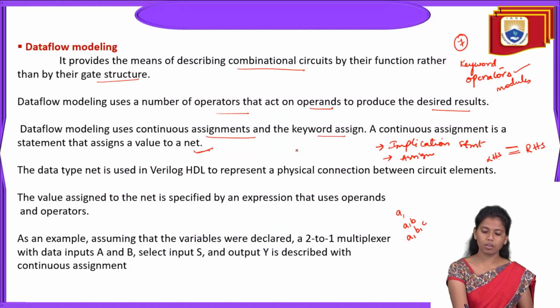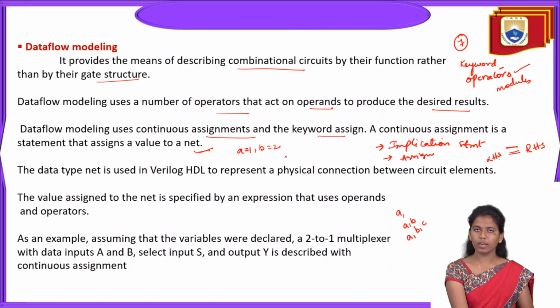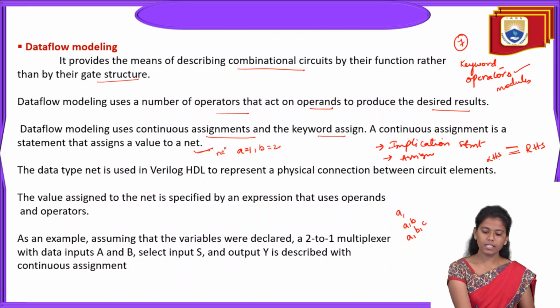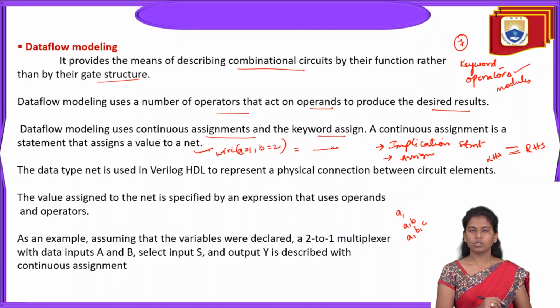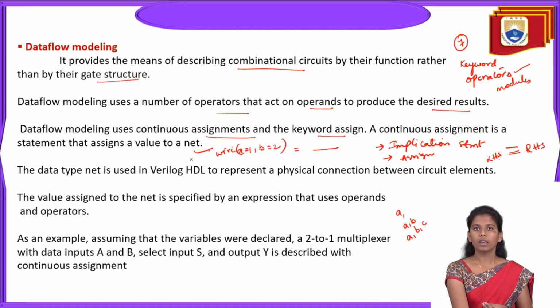For example, on the LHS, A is equal to 1 and B is equal to 2, right? A is equal to 1 and B is equal to 2. These are with respect to the wire. Wire A is equal to 1 and B is equal to 2, which is equal to the expression. So this is how we represent, or assign, some values to variables in terms of the net.